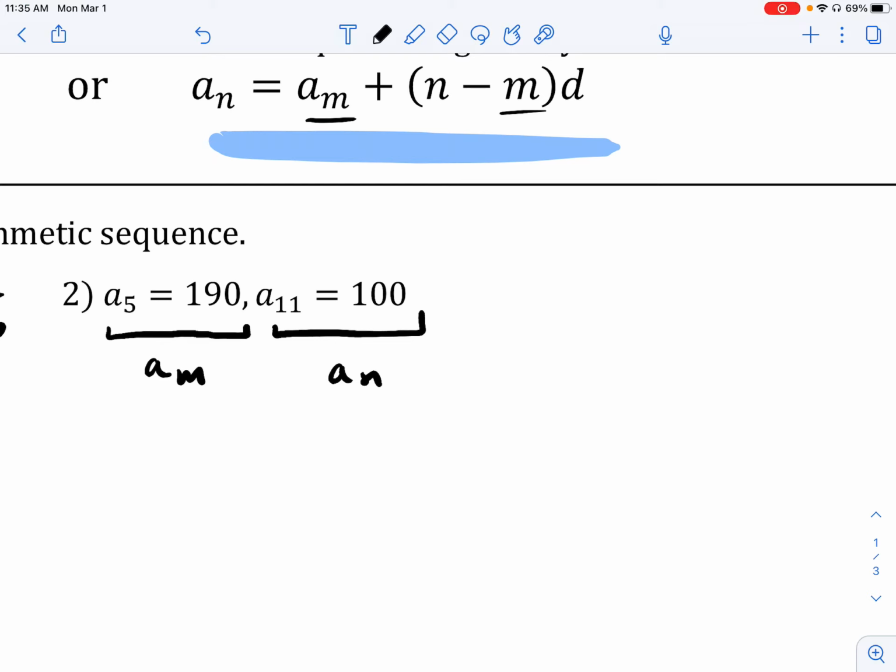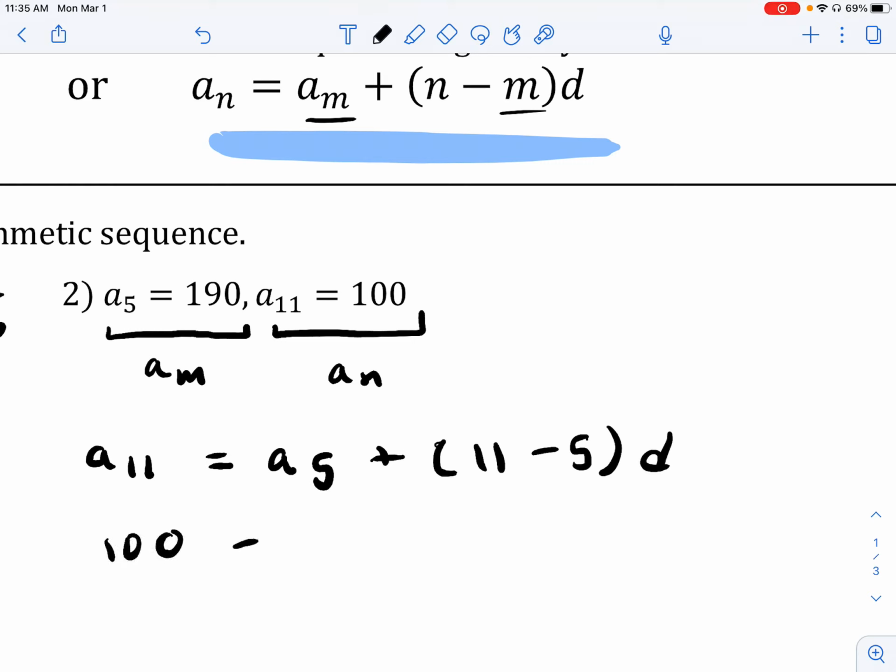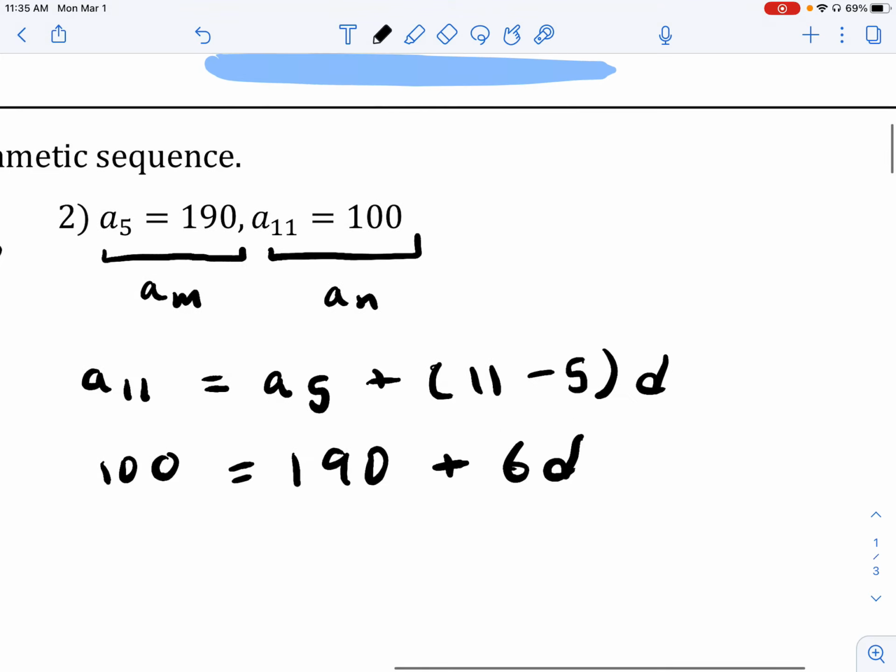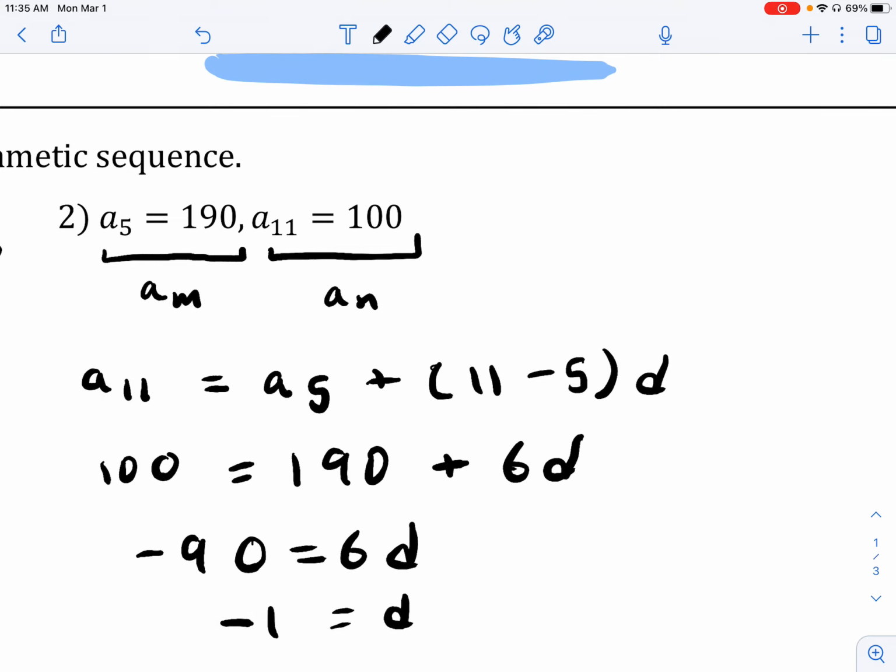But if a sub n, so we're going to write this a sub n, in this case is a sub 11, is equal to a sub m, which is a sub 5, plus. Now, what is the difference in order between a sub n and a sub m? What is n minus m? This would be 11 minus 5 times d. Well, let's plug in a sub 11 and a sub 5. So this is 100, this is 190, and this is 6d. And we have a basic equation for us to solve. So this negative 90 is equal to 6d, and d is equal to negative 15.